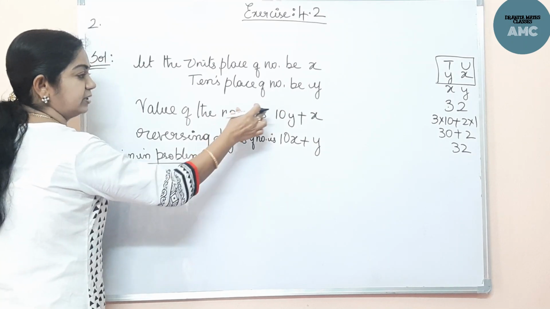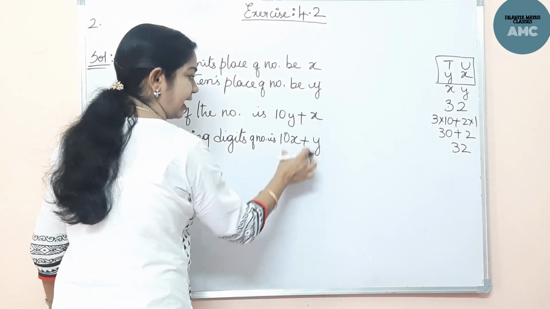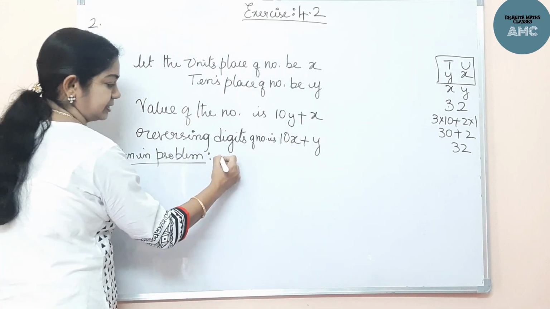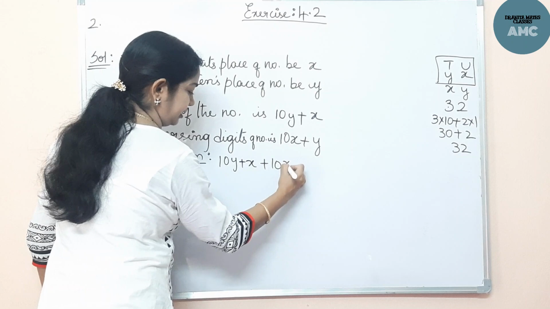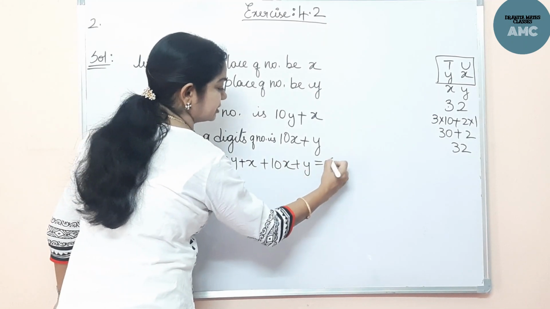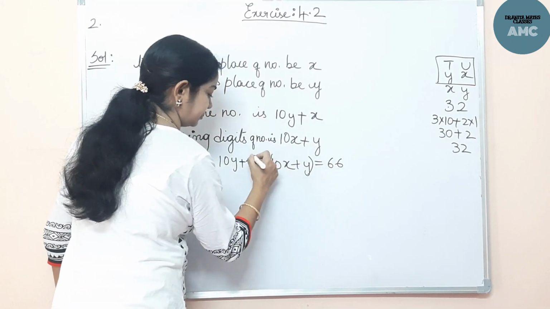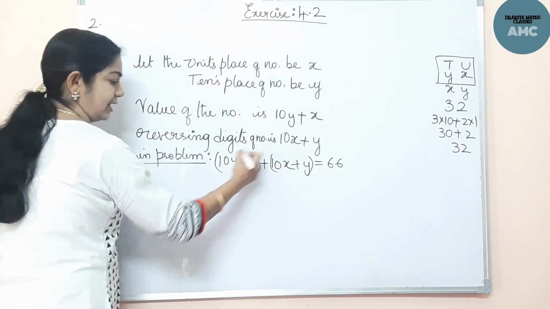What's given? Both the number and the reverse of the number. The addition of the numbers is 66. That means 10y plus x plus 10x plus y equal to 66. This is given. Now I'll add them.